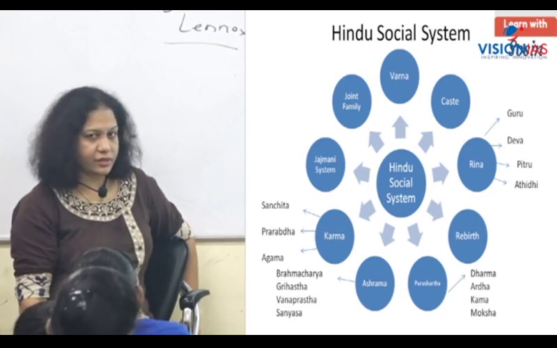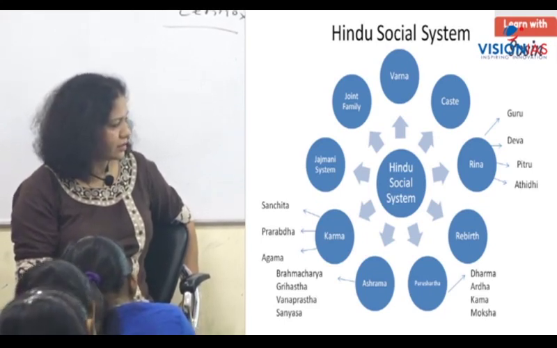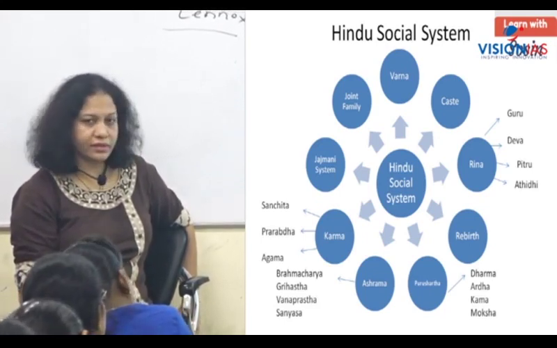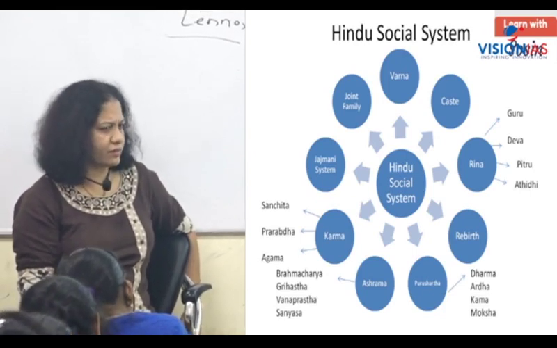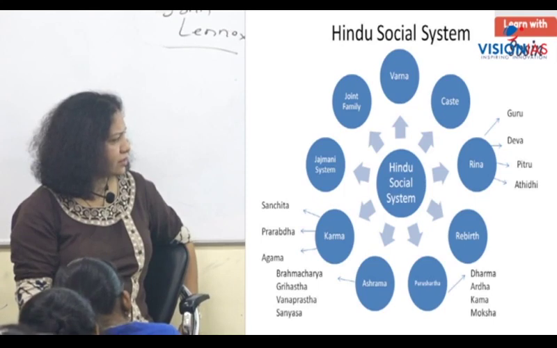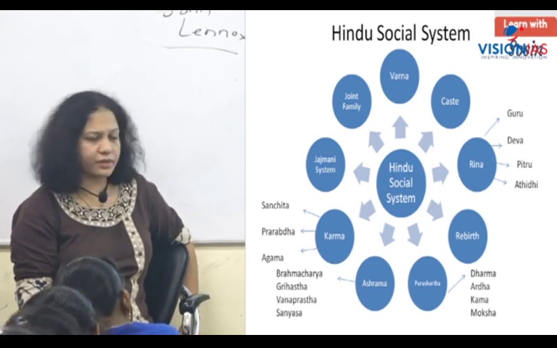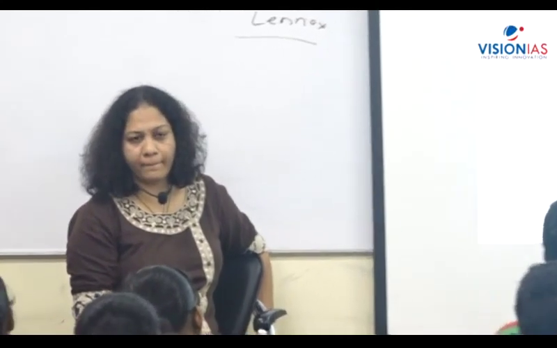In Ashramas, 4 Ashramas: Brahmacharya, Grihasth, Vanaprasth, Sannyas. Karma, there are various categories in karma. 1 category I have written: Sanchita Karma, Prarabdha and Agama Karma. Remember, sir, Hindu philosophy bases itself on the notion of Punarjanma and karma.